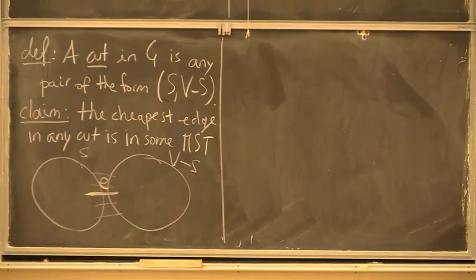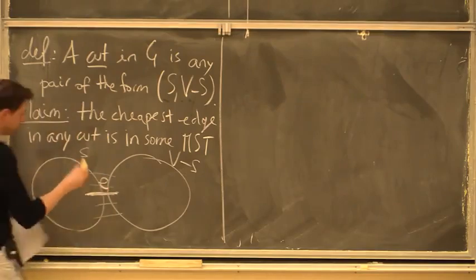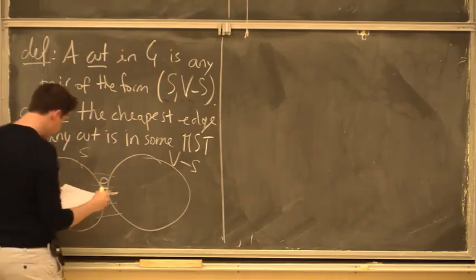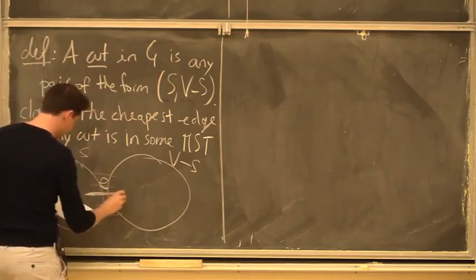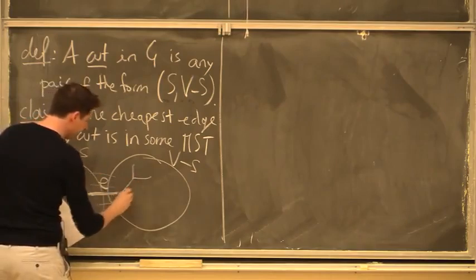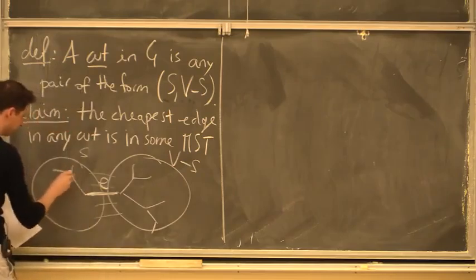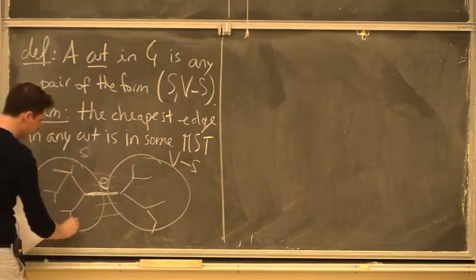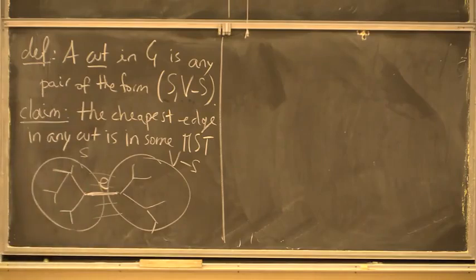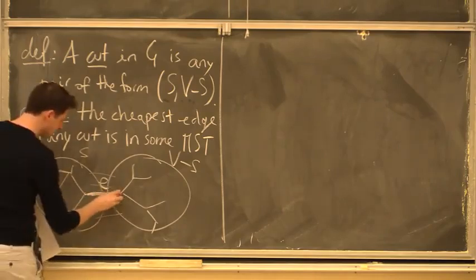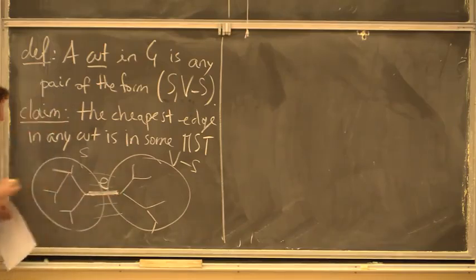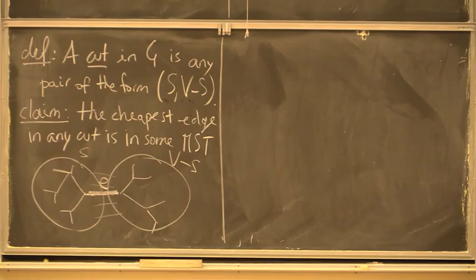What this claim says is that it is possible somehow to grow this into an MST. So we're going to prove this, okay? Pick any cut, look at the cheapest edge crossing it. That can be grown into some MST.